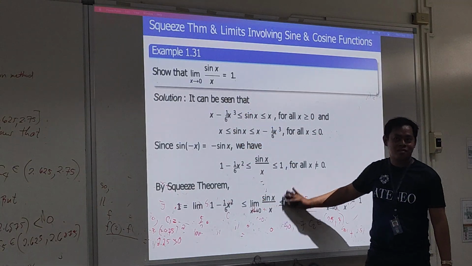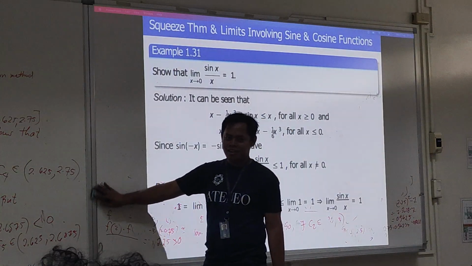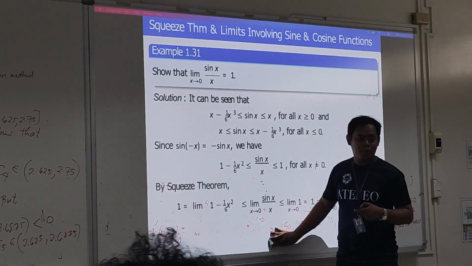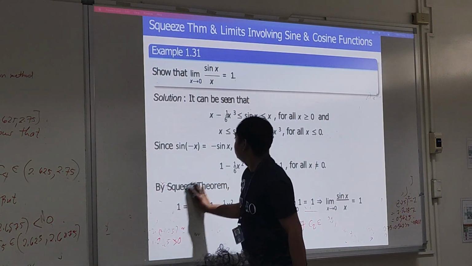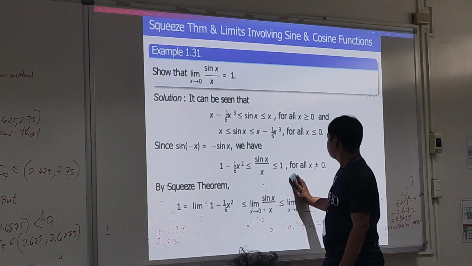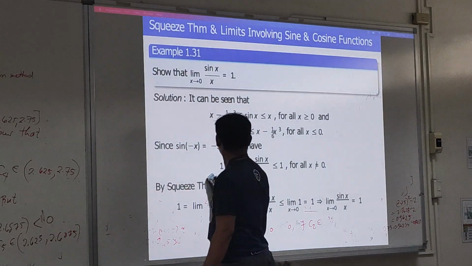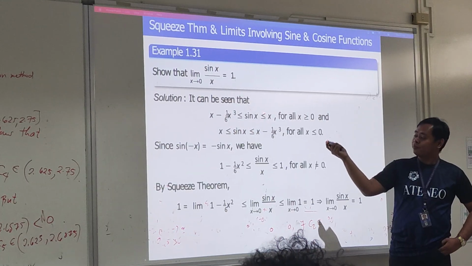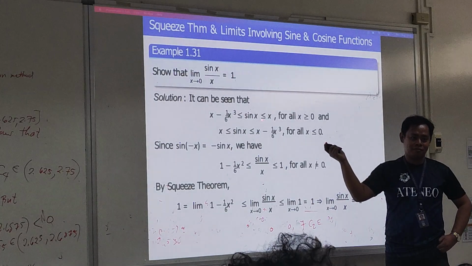Okay, take note what is the range for your sine function. 1 and negative 1. Yes, definitely. It's just negative 1 and 1. So your sine x is in between negative 1 and 1. Right? How about the cosine x? So with that one, we need to give the lower bound for your sine x and the upper bound for your sine x.